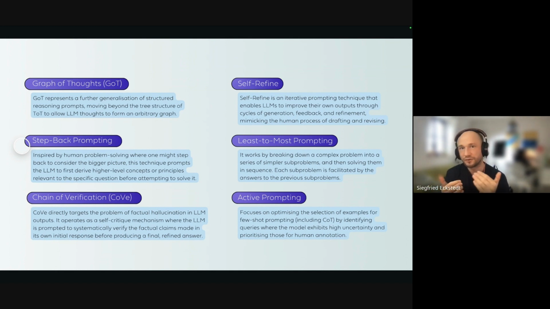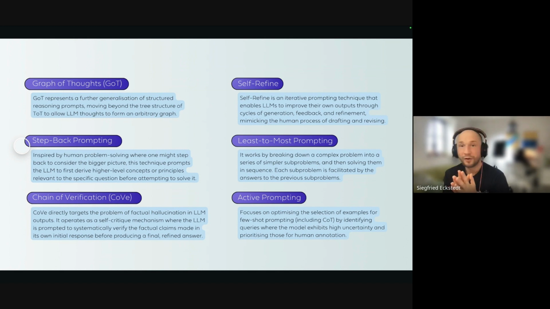Self-refine goes into a similar direction, and it's, let's say, an iterative prompting technique, and it asks the model to iteratively improve on its output through some cycles of feedback and refining. And it would be similar to how we also draft something and then revise and again and so on.